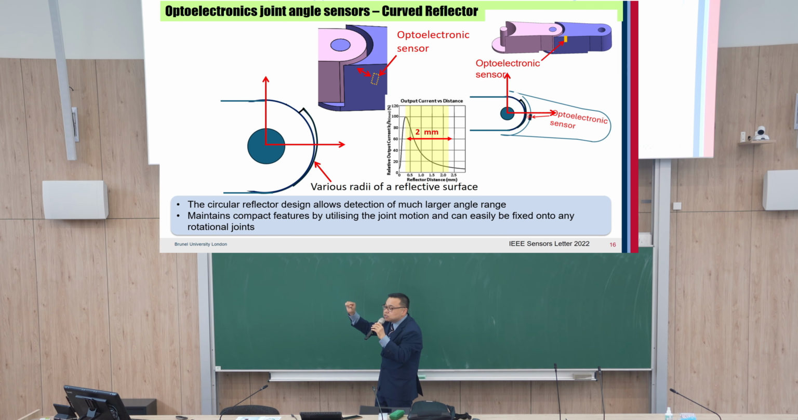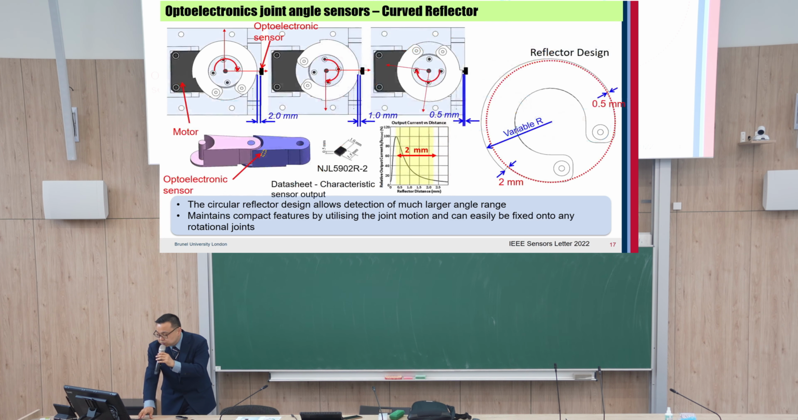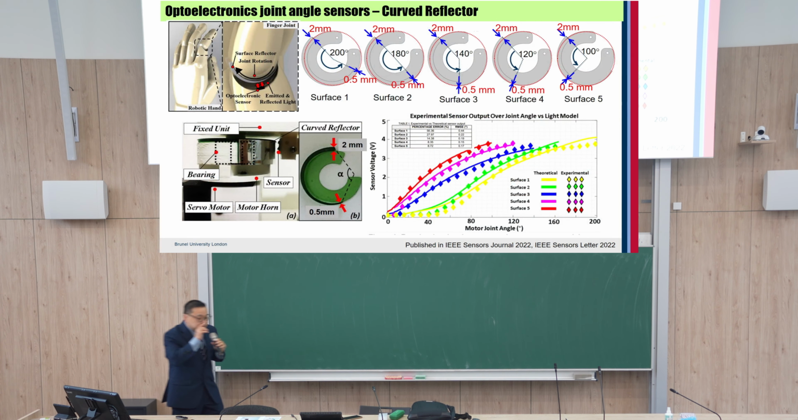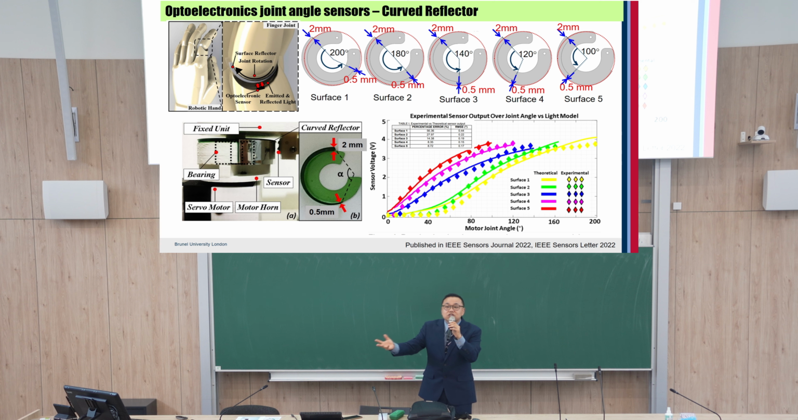Then the optoelectric sensor can measure this distance, right? From this distance, reversely, the joint angle can be measured. This is one of the simple encoders. But here's a question. There's a really good quality encoder.